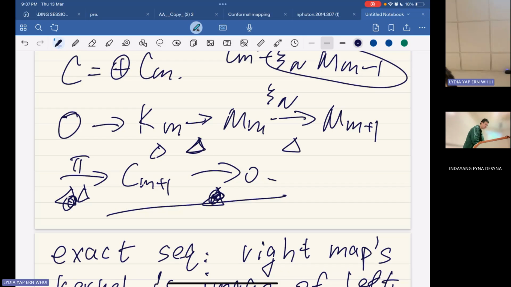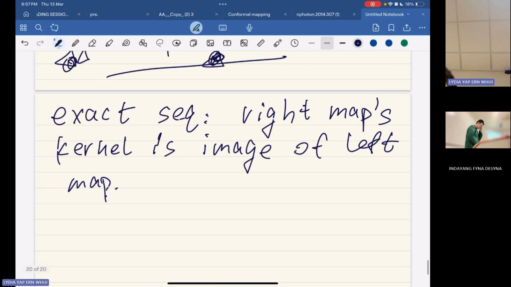And finally, how do we define this K_m to M_m? We define that we send everything to itself. So what thing do we send to 0? Only 0, right? We can see that this is also the image of this. So this is what exact sequence means. Do you guys understand? All right, I'll continue.